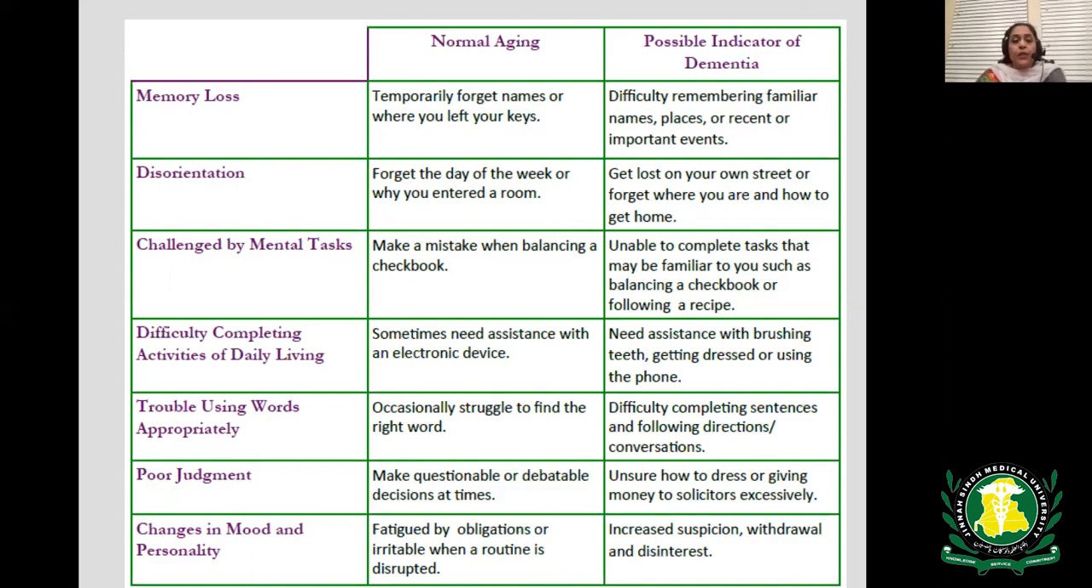Poor judgment: in normal aging, sometimes people make questionable or debatable decisions at times. But in dementia, they are unsure how to dress, how to give money, and how much money to write for a donation, for example. Changes in mood and personality are a common problem as well.